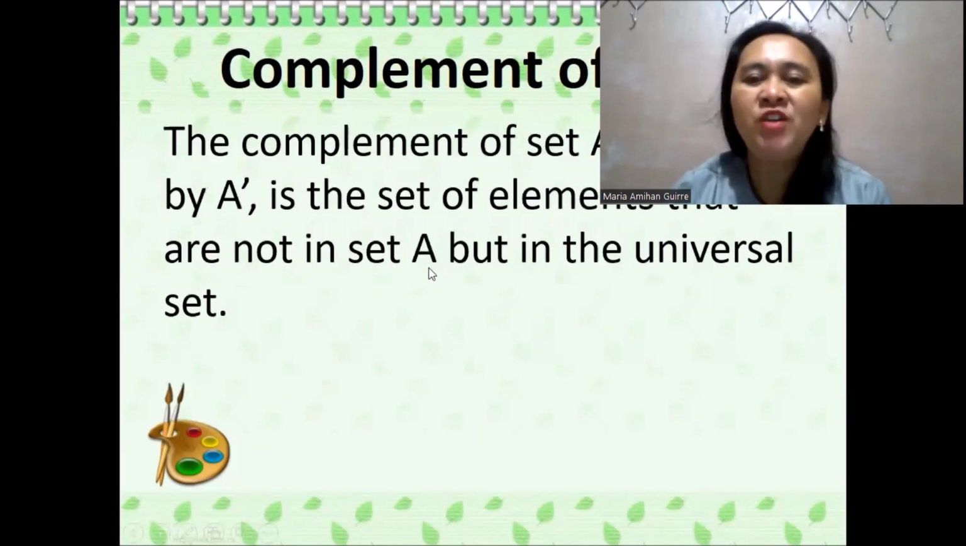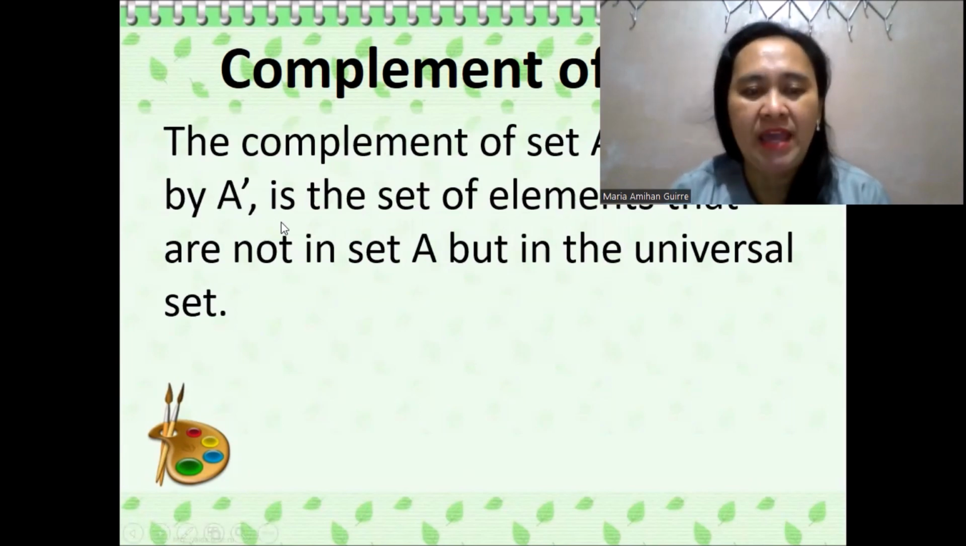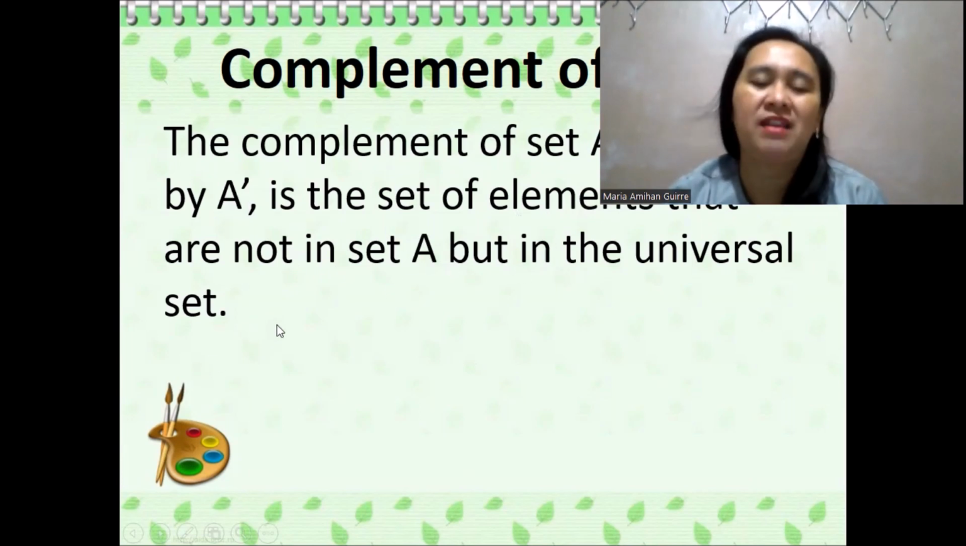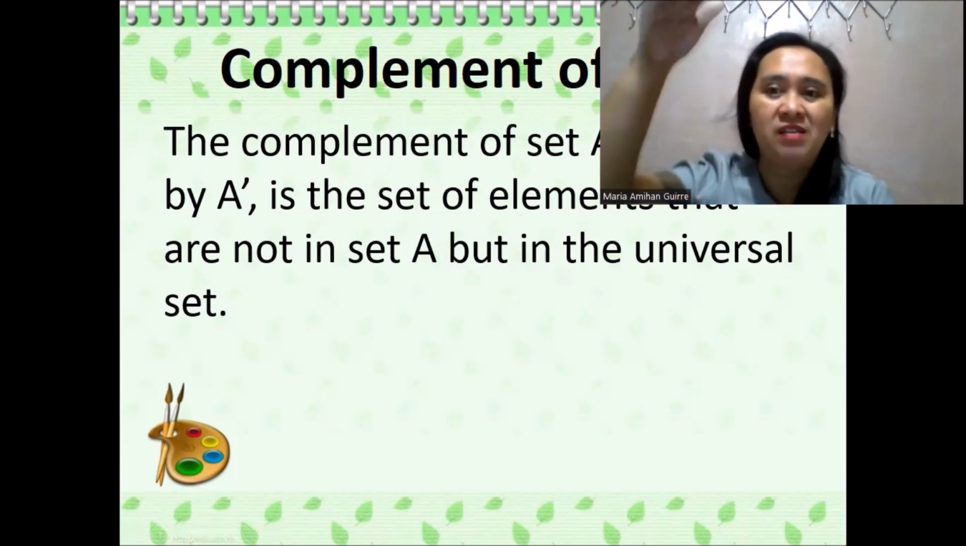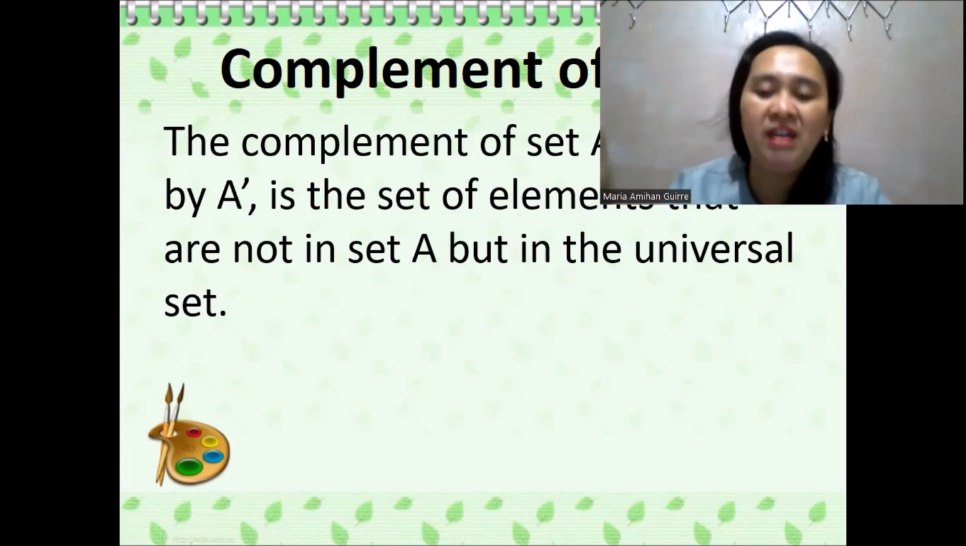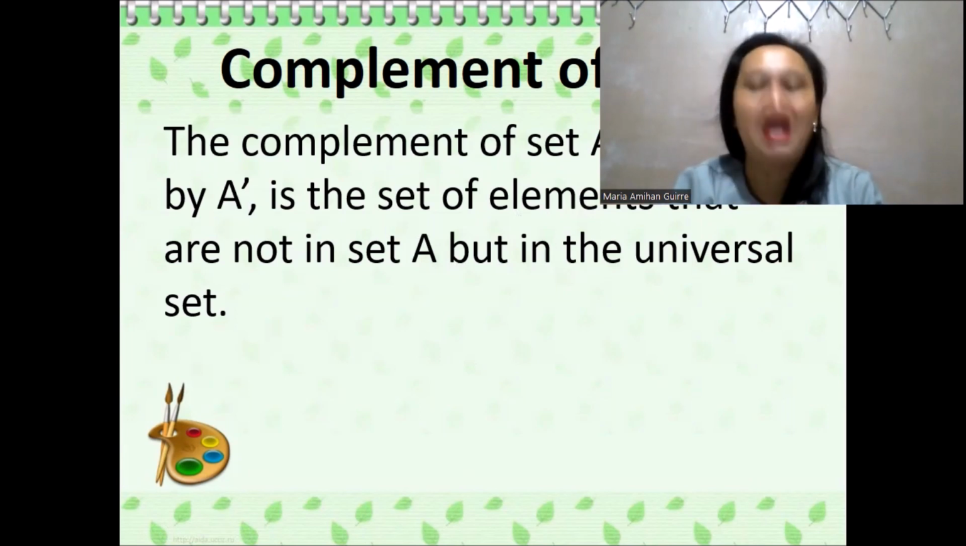The complement of a set is denoted by A prime, or it is the complement of A. It is the set of elements that are not in set A but in the universal set. So it means all elements in a given set can be cancelled from the universal. So the remaining elements in the universal is the complement of a set.